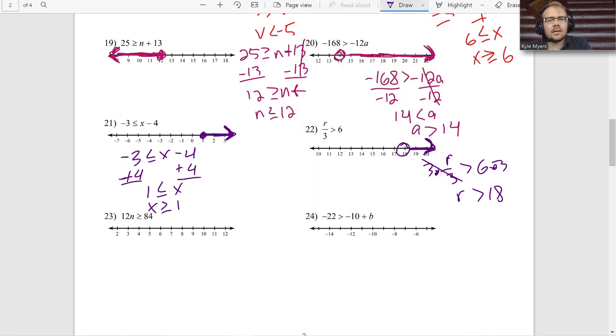And last two. 12n greater than or equal to 84. Divide by 12, divide by 12. Ooh, which one was that? Was that 7? Yeah, that was 7. So n greater than or equal to 7. There's 7.